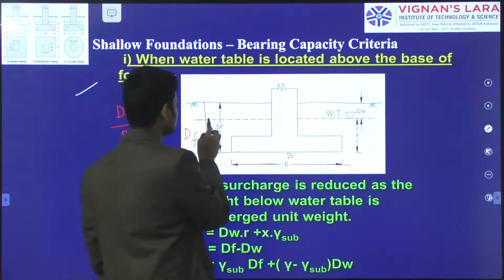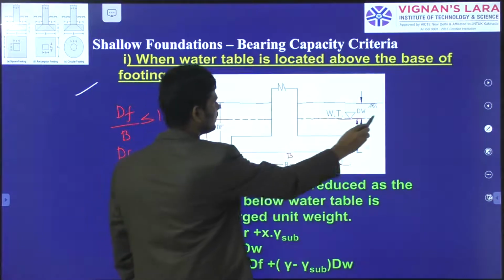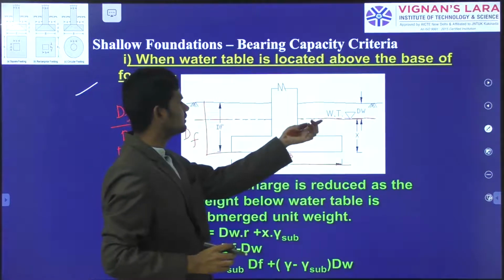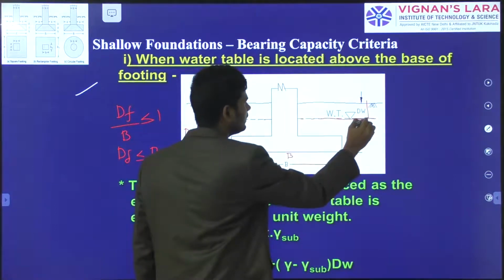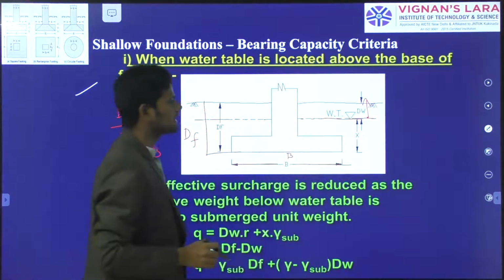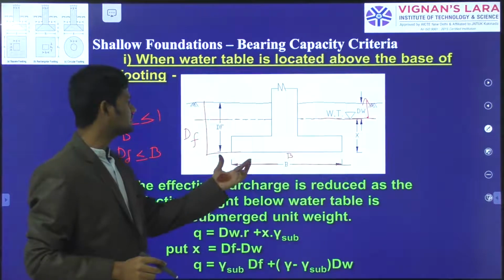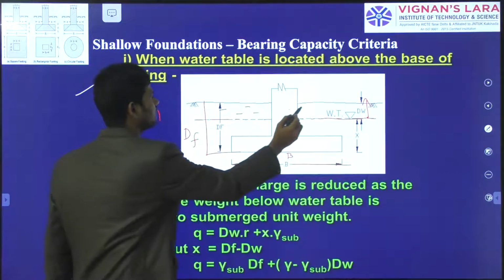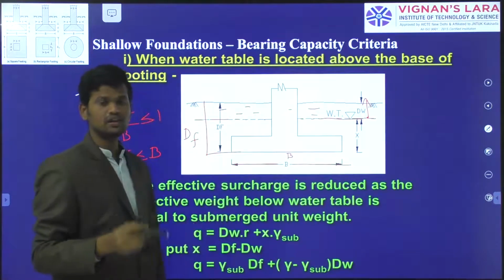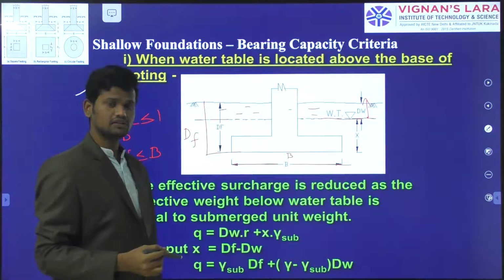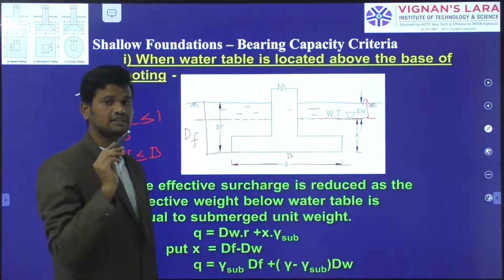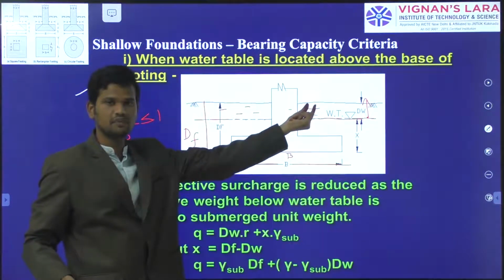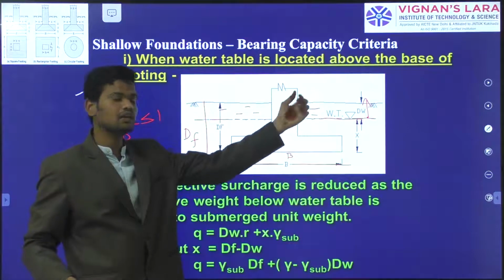And again, this is the water table above the base of the foundation or above the base of the footing. This is your footing, and the water table is at a depth of dw. In that situation, the soil above the water table may have a bulk unit weight or a dry unit weight of the soil mass.